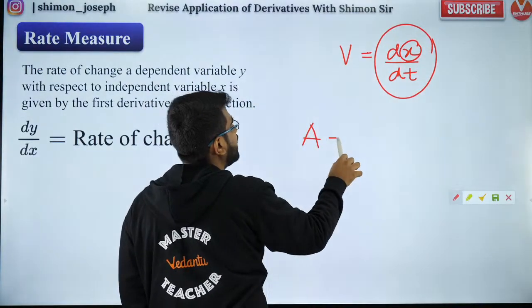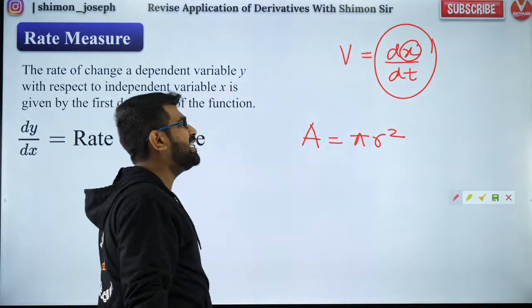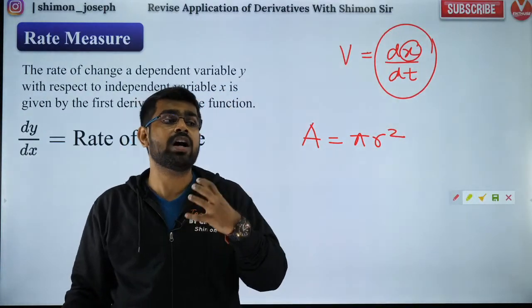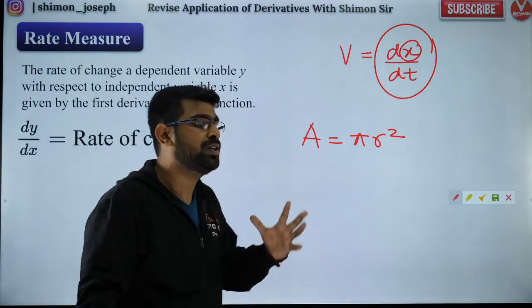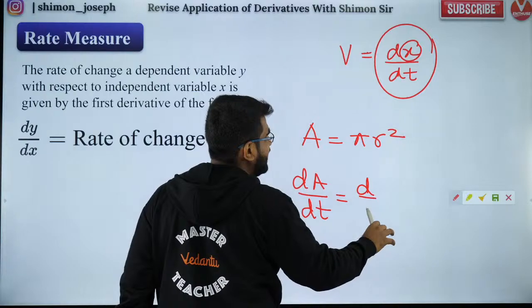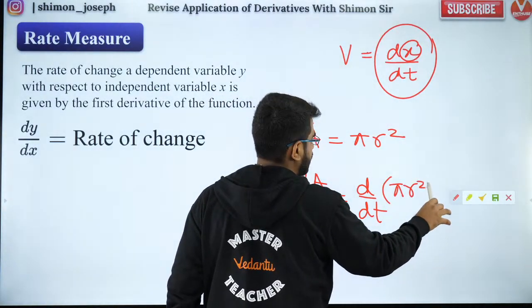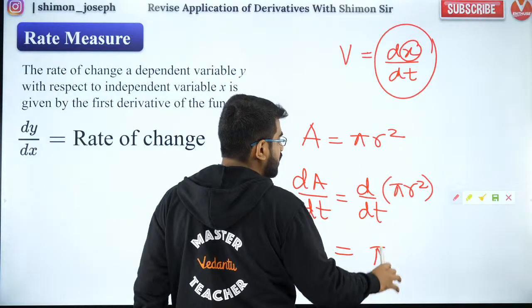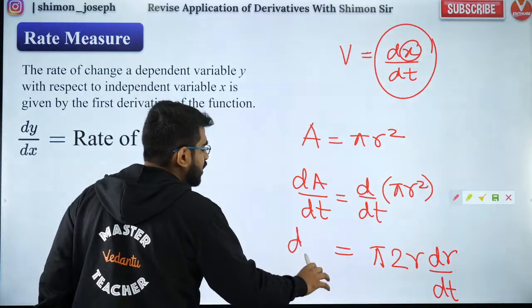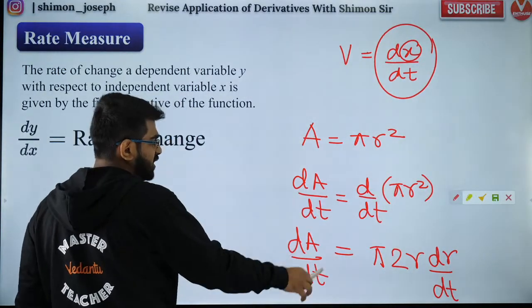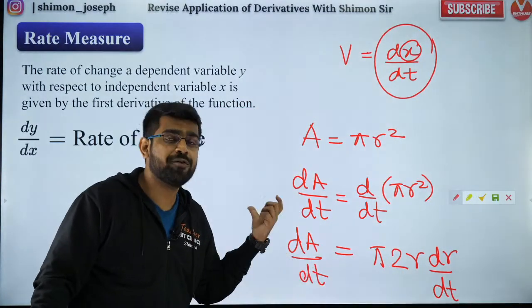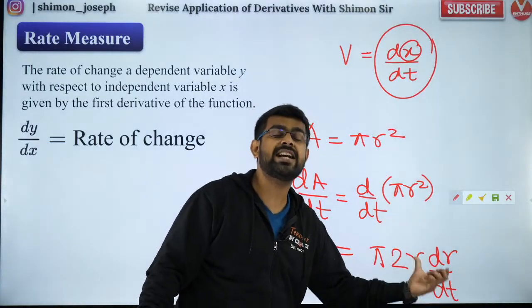Similarly, let's say area of circle is pi r square. I want to find out how my area is changing with respect to time. So I will want to find out dA by dt. So what will I do? I will apply d by dt over here on the right hand side as well. So what will be that? Pi is a constant, will come out. D by dt of r square will be 2r dr by dt. So this is the expression for rate of change of area of a circle. It is nothing but 2 pi r dr by dt. So rate of change of area of circle is dependent on the rate of change of radius of the circle.